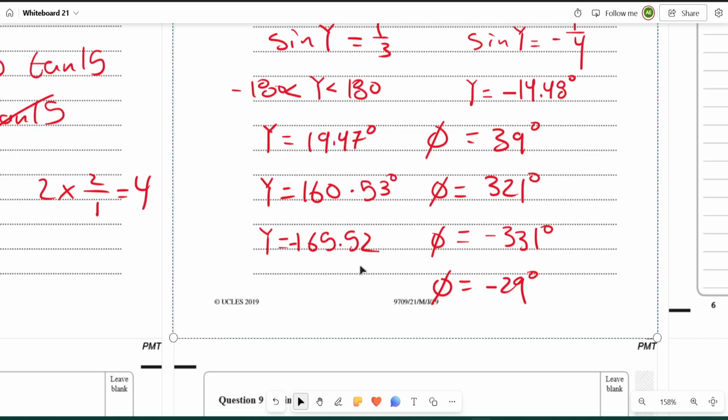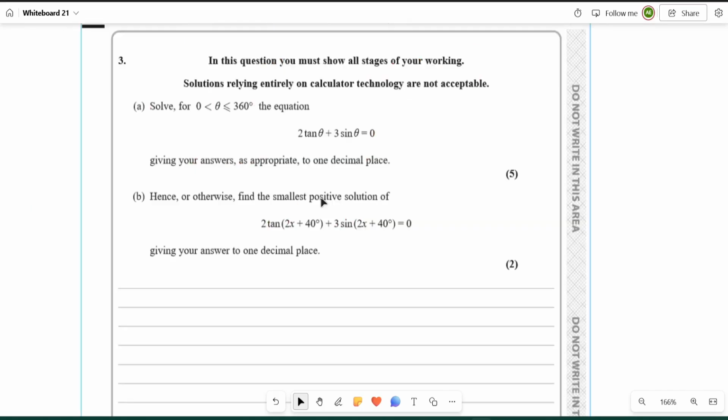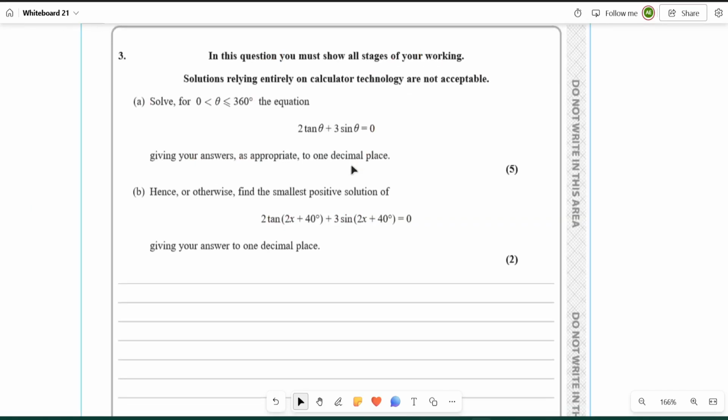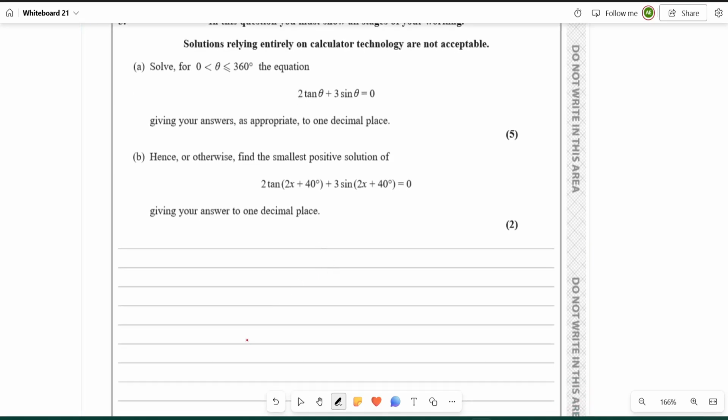All right, very good. Let's move on to the next question. First, let me erase this part. All right. Let's take a look at this question over here. Question says solve for, this is the range, including 360, 2 tan theta plus 3 sine theta. So let's see how we can attempt that.